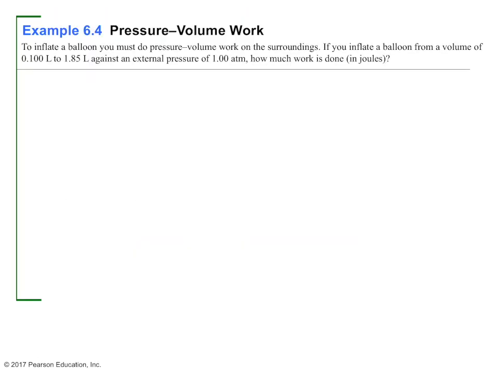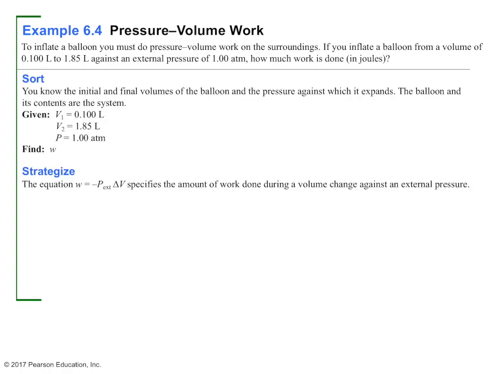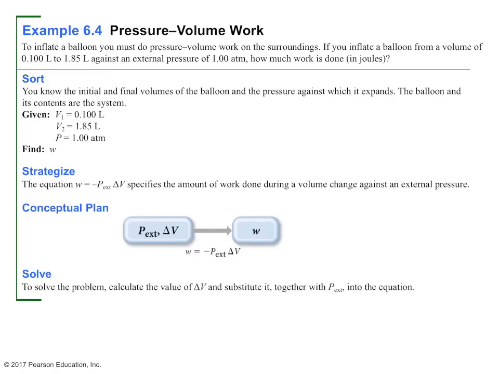So it says, to inflate a balloon, you must do pressure volume work on the surroundings. If you inflate a balloon from a volume of 0.1 liters to 1.85 liters against an external pressure of 1 atm, how much work is done in joules? So we're given initial volume, final volume, and the external pressure. And we're trying to find work. So the equation W equals negative P external change in V specifies the amount of work done during a volume change against the external pressure.